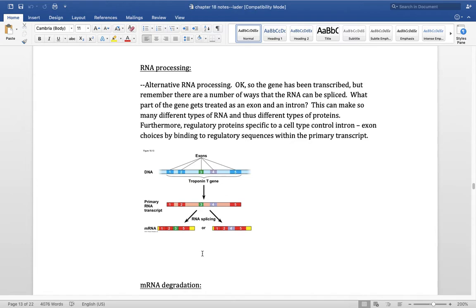This is also how your immune system cells actually kind of are very creative and come up with a whole bunch of different antibodies and so on and so forth. It's by splicing together different sections of DNA.